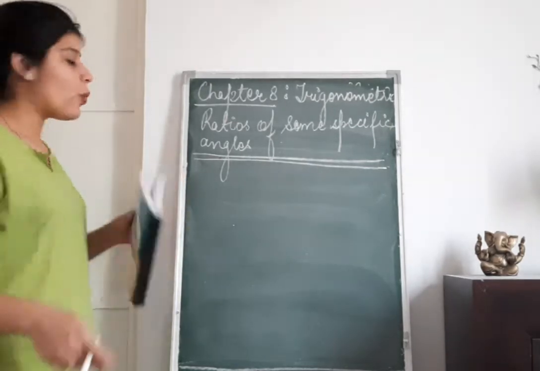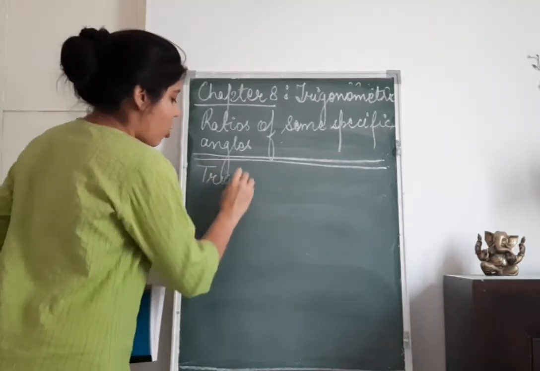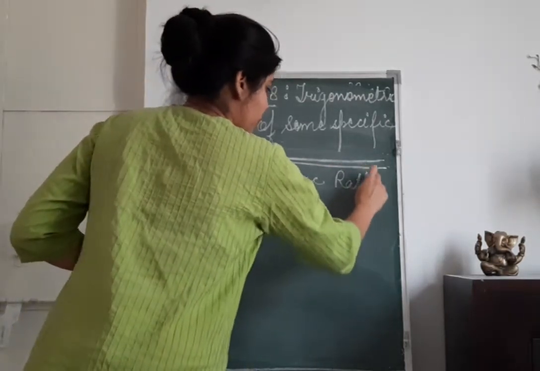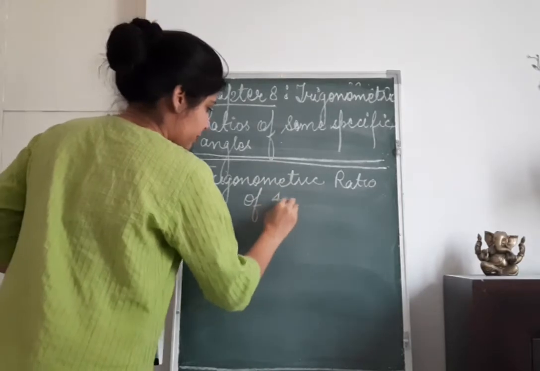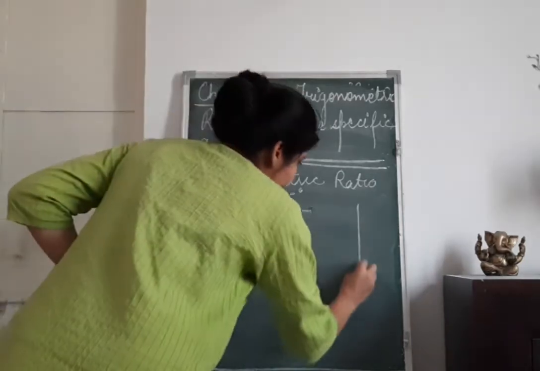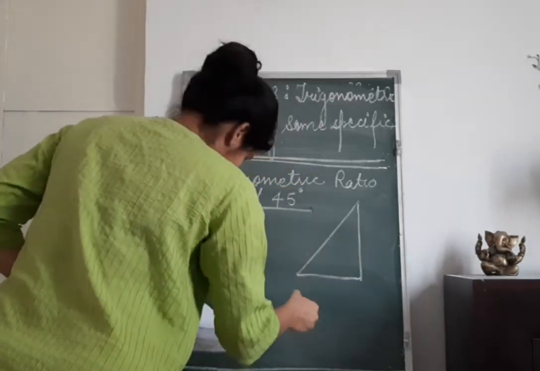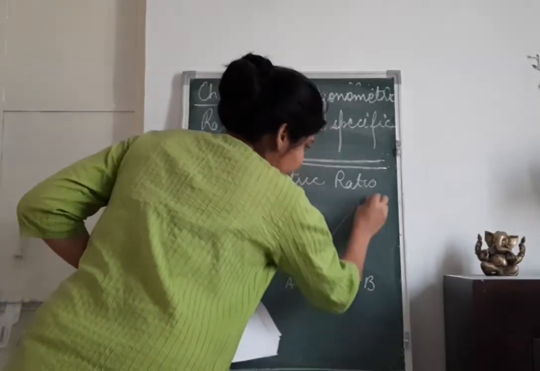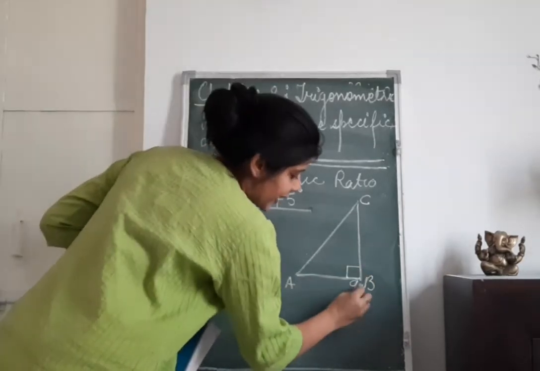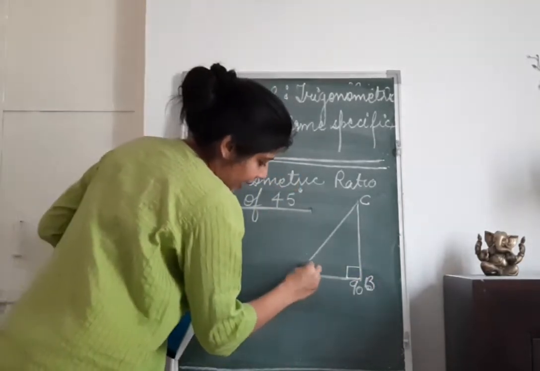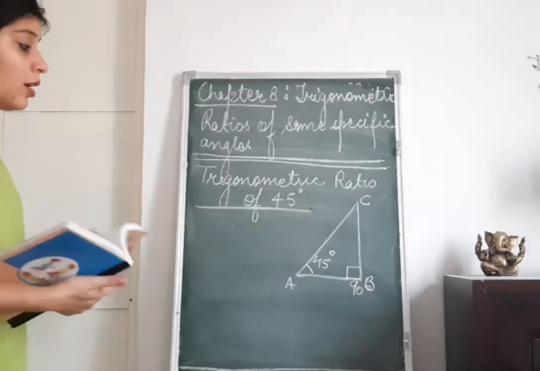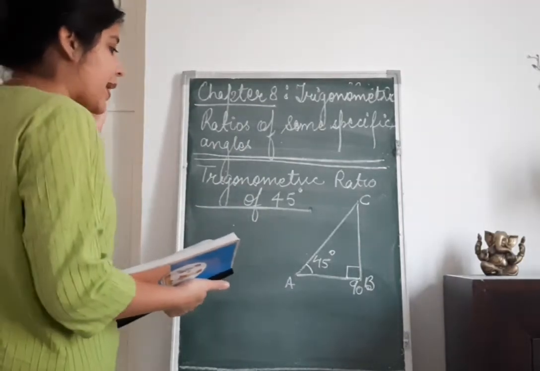So let's start first with trigonometric ratio of 45 degree. Okay. So in this, let us assume a right angled triangle A, B and C. Okay. Angle B is 90 degree, and if angle A is 45 degree, because we want to find out the trigonometric ratio for 45 degree, so let us assume that angle A is 45 degree.